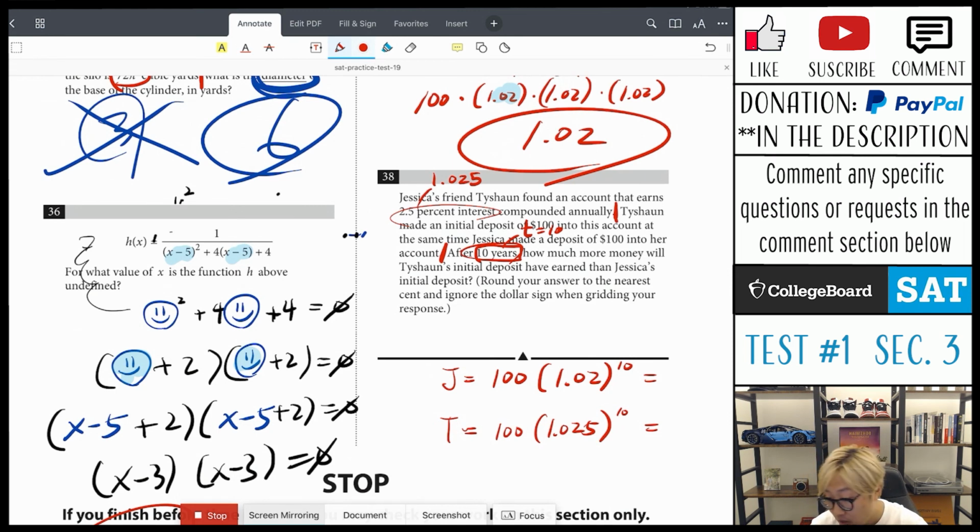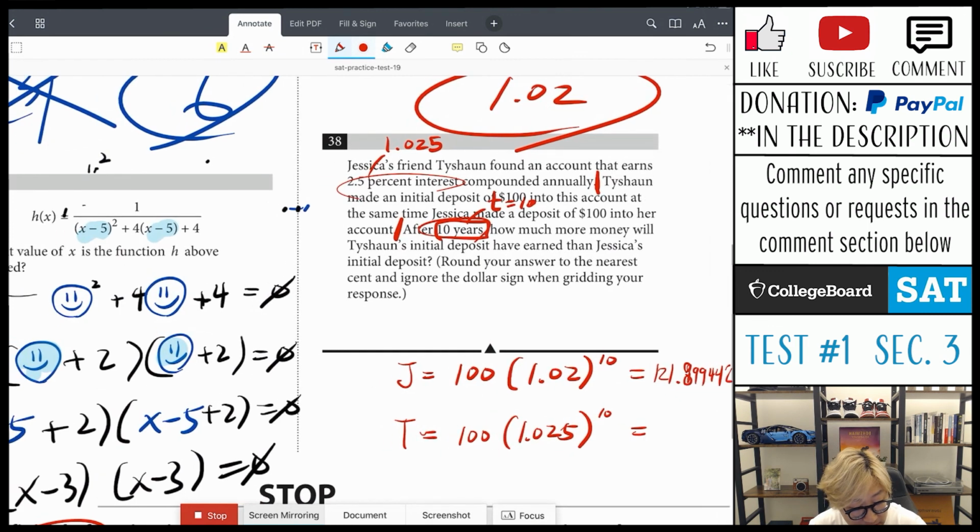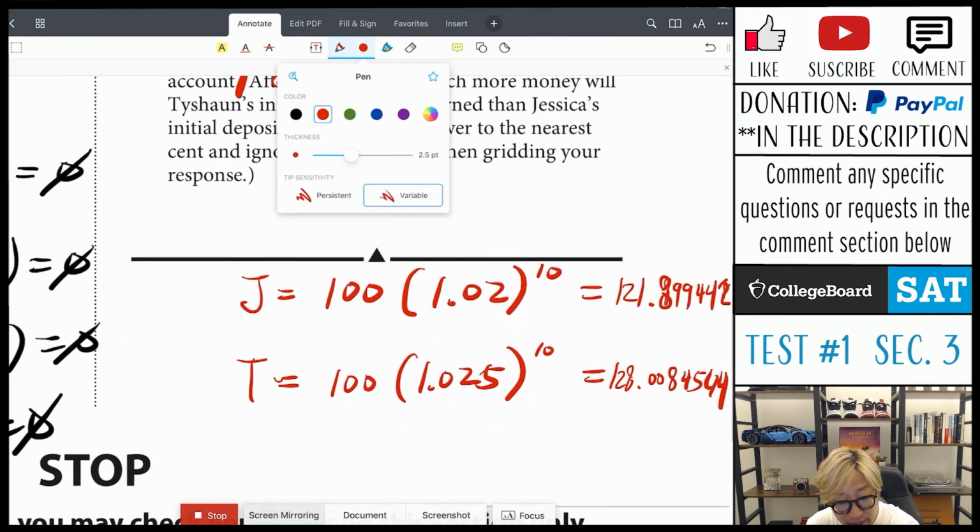I got 121.899442. My other tip for problems like this is please do not round until the very end, because if you start rounding too quick, you might mess up a couple decimals. It doesn't happen very often, but it possibly could, so just wait until the last step. So Tyshawn's is going to be 100 times 1.025 to the power of 10, and I got 128.00845544.